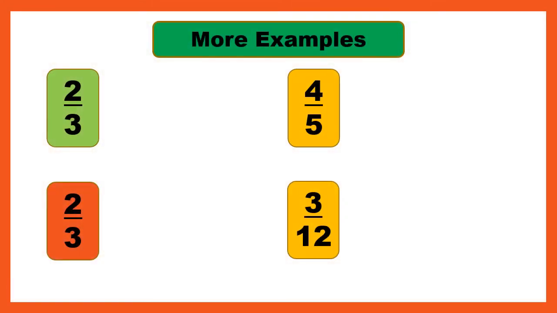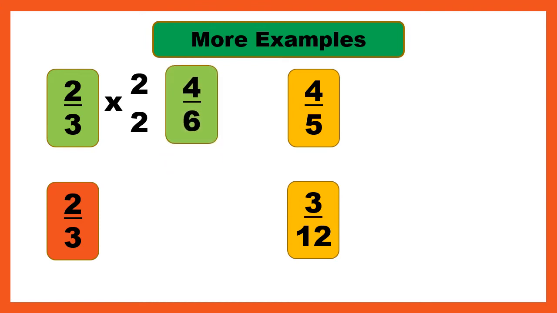Let's try more examples. Remember that the number you multiply to your numerator should be the same number you multiply to your denominator. We can use any number as long as we use the same for both the numerator and the denominator. Let's start with our first example, 2/3. Let's multiply 2 by 2 and 3 by 2. 2 times 2 is 4. 3 times 2 is 6. 2/3 and 4/6 are equivalent fractions.